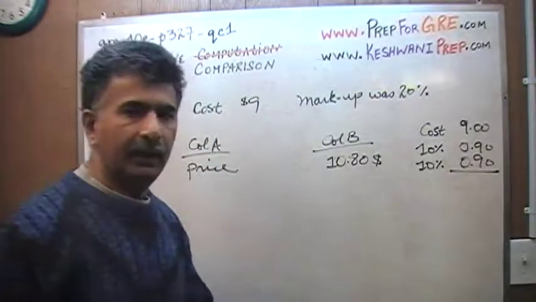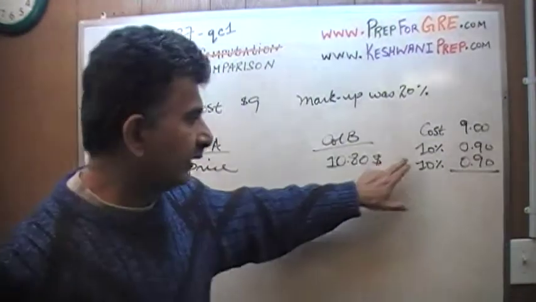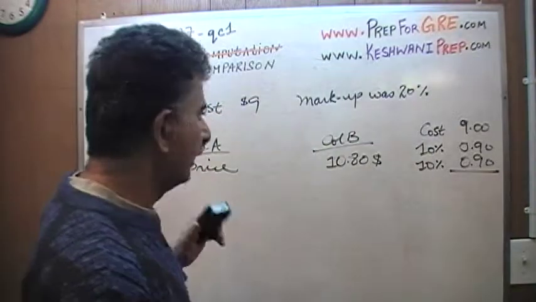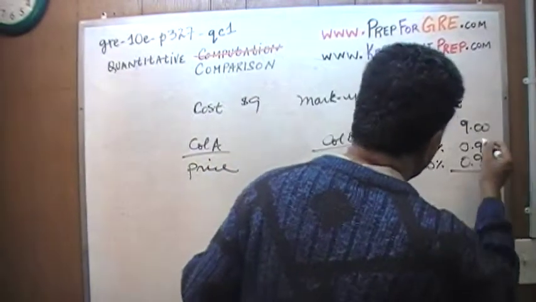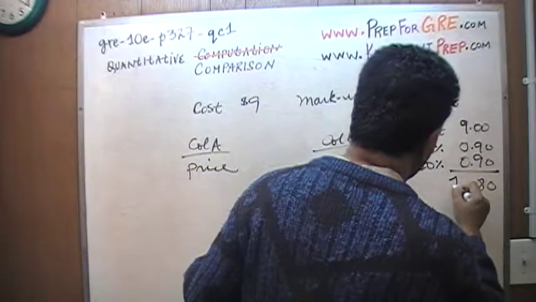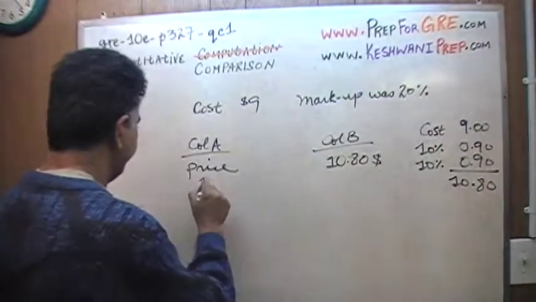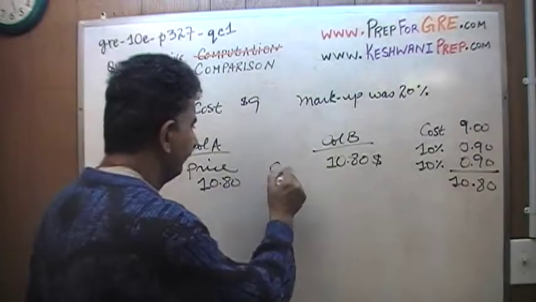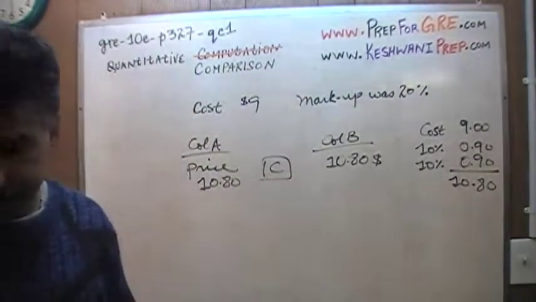And if we add them all up, the 10% and 10%, that's your 20% markup. And the cost, if you add them all up, you should get your price. So let's see, 0, 9 and 9 is 18. Oh, what do you know? It's exactly 1080. It's exactly 1080, therefore the answer is C. That's all, we're done. That's all there was.